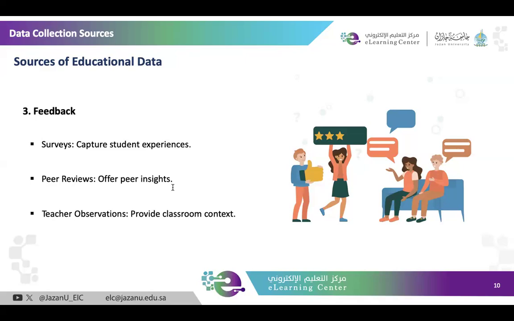Peer reviews involve students providing feedback on each other's work. This data offers insight into student understanding and can highlight strengths and areas for improvement from the perspective of their peers. And teacher observation is a very important asset of data, where the educator often gathers data through direct observation of student behavior and performance in the classroom. Observation can provide context to other data sources, helping identify trends or issues that require attention.